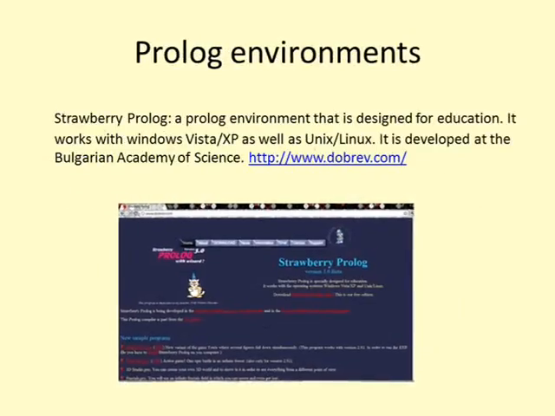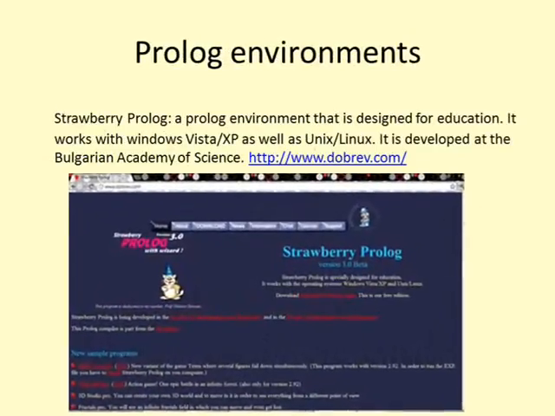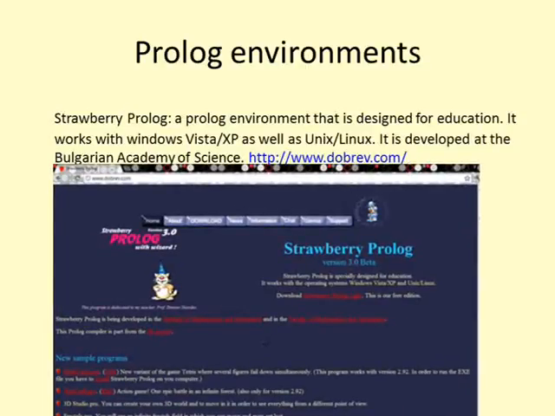Strawberry Prolog is being developed at the Institute of Mathematics and Informatics of the Bulgarian Academy of Sciences. This Prolog compiler is part of an Artificial Intelligence project and is especially designed for education. It works with the operating systems Windows Vista and XP and Unix Linux.